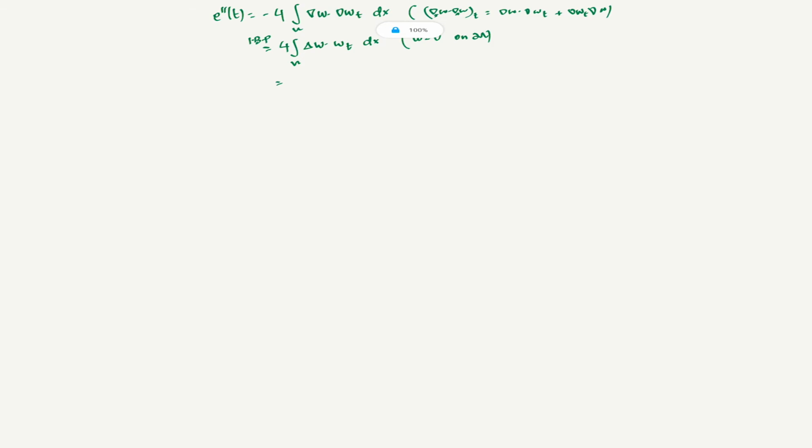So now what we want to do is this. Laplacian of w_t is Laplacian of w, so this essentially says this is 4 times the integral of Laplacian of w squared dx.